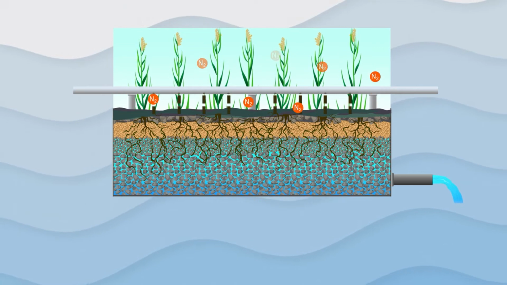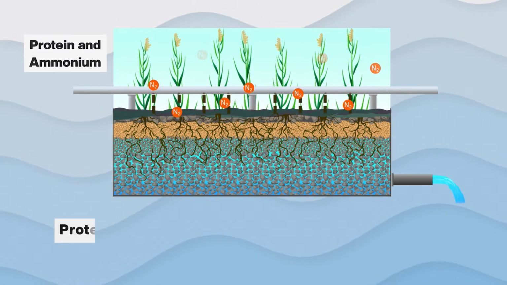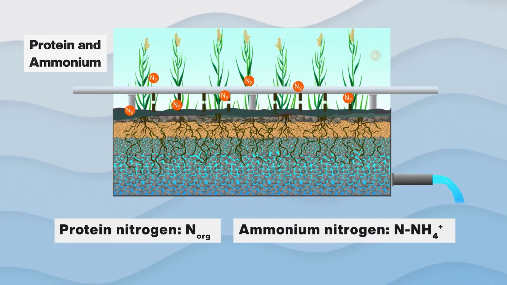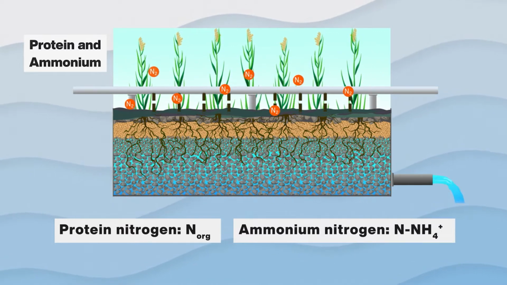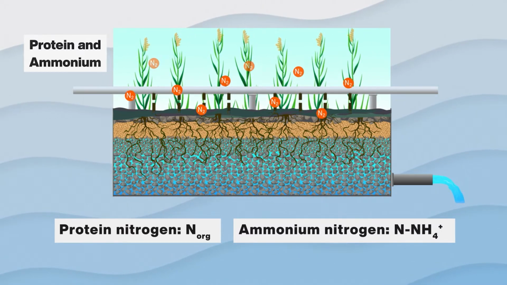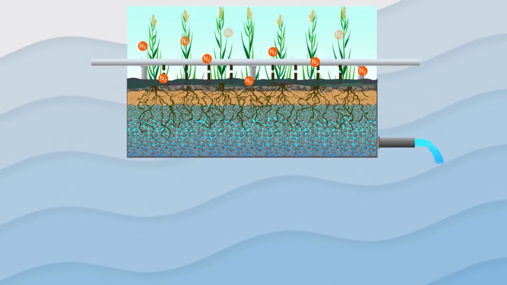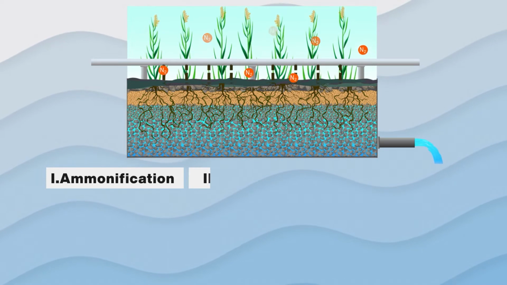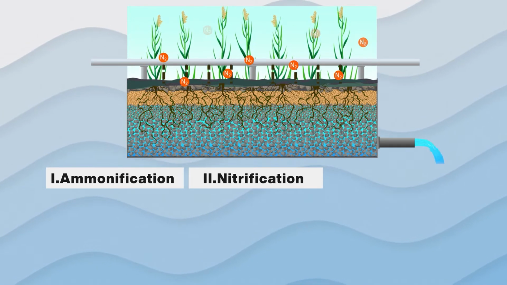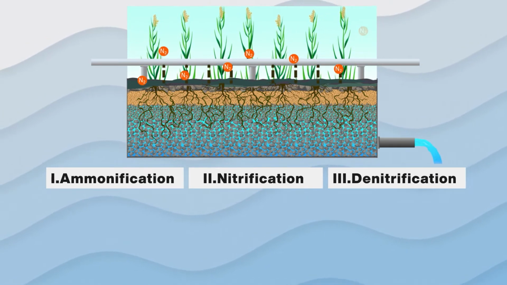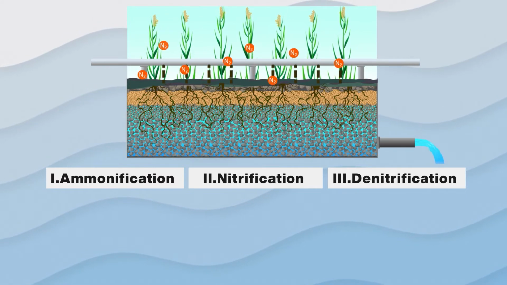As we know, wastewaters contain 2 forms of nitrogen, protein and ammonium nitrogen. For the transition of nitrogen bound in both of these forms into the atmosphere, conditions are created in the constructed wetland artificially. First, ammonification. Second, nitrification. And third, denitrification. Betsy, would you please explain these terms?